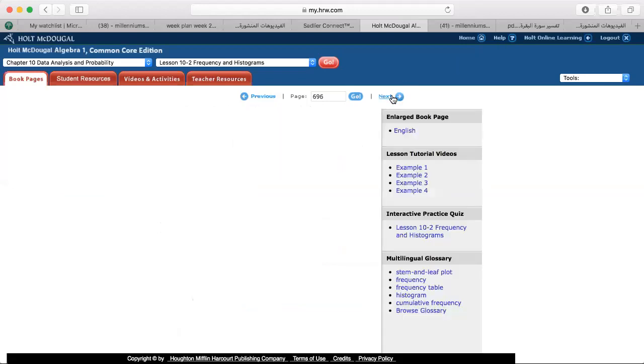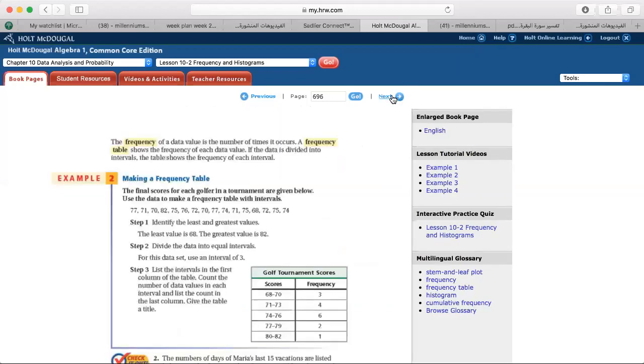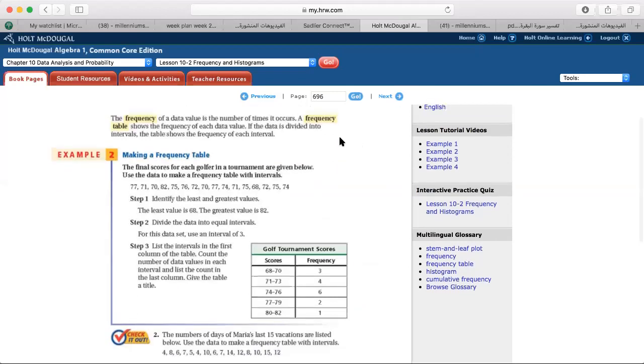Today we're going to continue and learn how to make a frequency table. So all of you please open page 696. The frequency of a data value is the number of times it occurs. A frequency table shows the frequency of each data value.